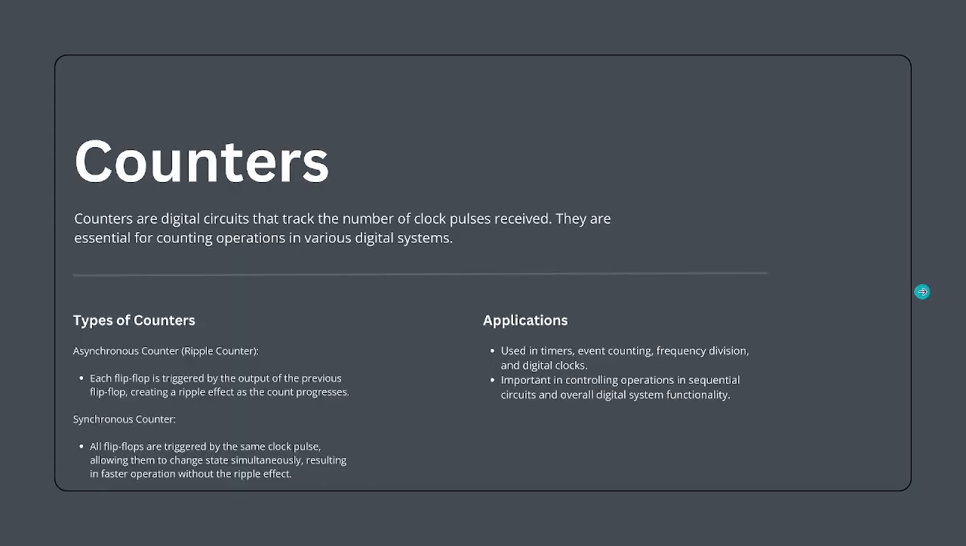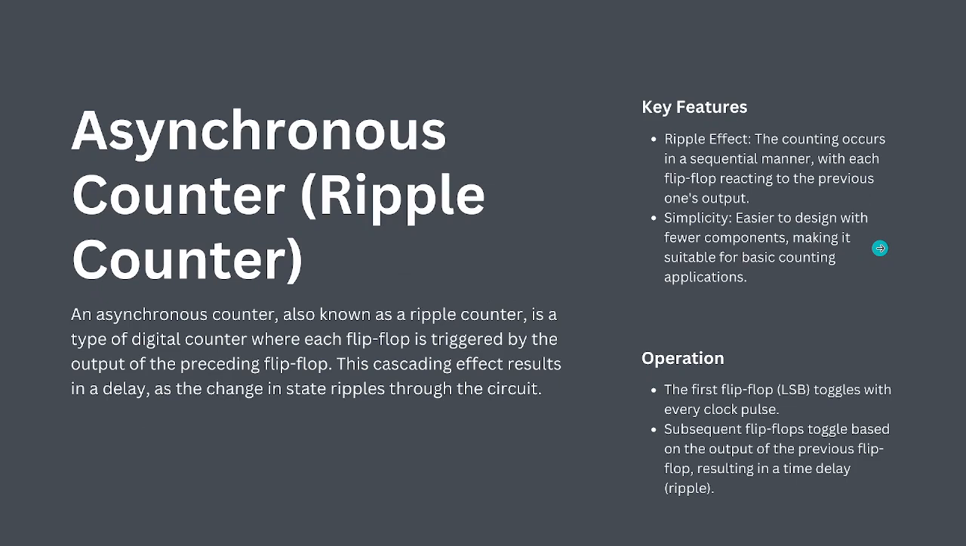Now we will explore counters, which are essential digital circuits used to keep track of the number of clock pulses received. We will be discussing two main types of counters: the asynchronous counter, often known as a ripple counter, and the synchronous counter. Let's look at the asynchronous counter.